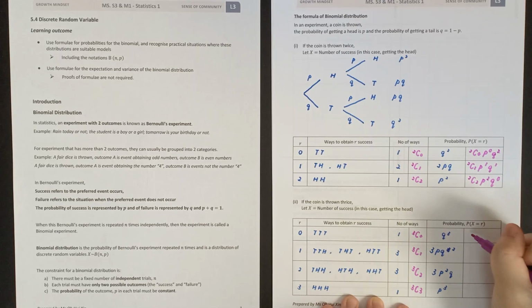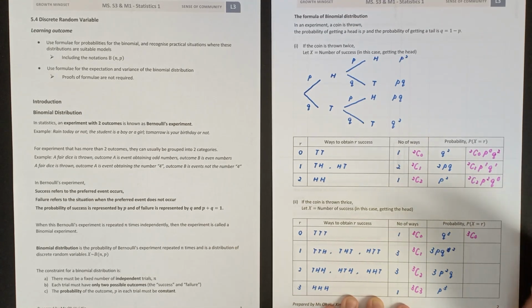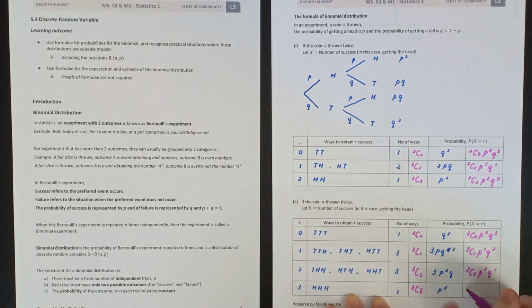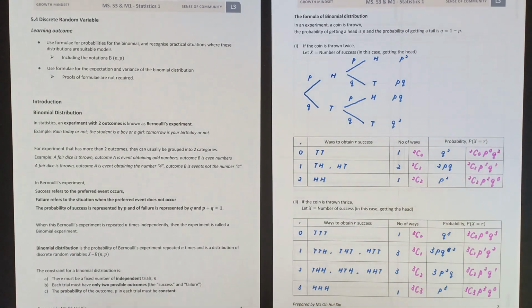Alright, next one. Same thing, 3C0, meaning I get 0 successes, and then q cubed. So 3C1 here, and then I get 1 success, 2 failures. 3C2, I get 2 successes, 1 failure, which gives me 3p squared q. And then 3C3, with p success 3 times, failure 0 times, which gives me p cubed. Okay, now we have found the pattern already, right?